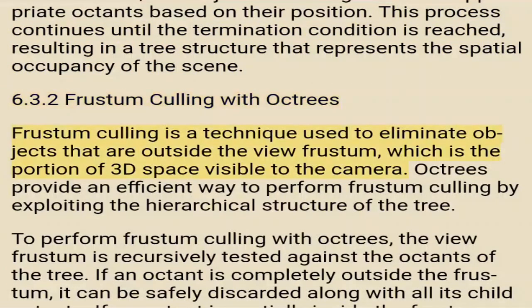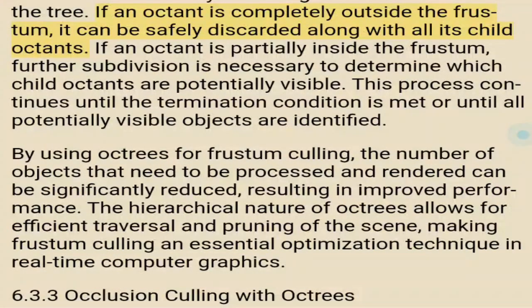6.3.2 Frustum culling with octrees. Frustum culling is a technique used to eliminate objects that are outside the view frustum, which is the portion of 3D space visible to the camera. Octrees provide an efficient way to perform frustum culling by exploiting the hierarchical structure of the tree. To perform frustum culling with octrees, the view frustum is recursively tested against the octants of the tree. If an octant is completely outside the frustum, it can be safely discarded along with all its child octants. If an octant is partially inside the frustum, further subdivision is necessary to determine which child octants are potentially visible.